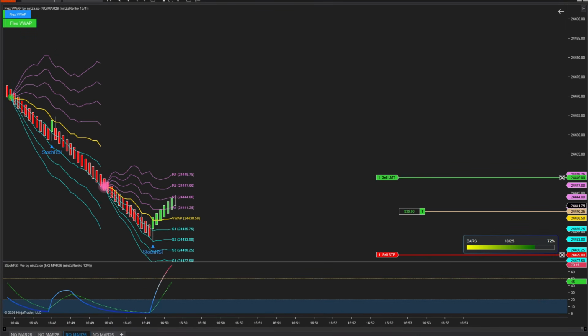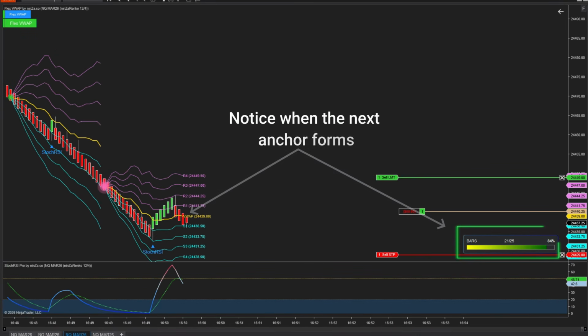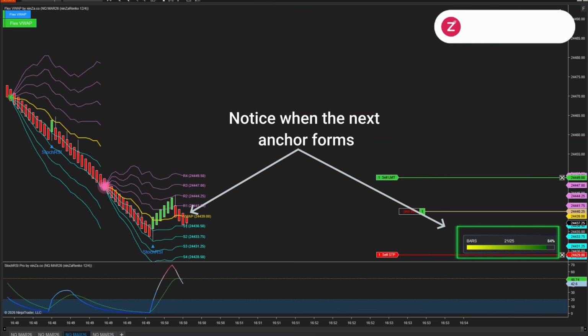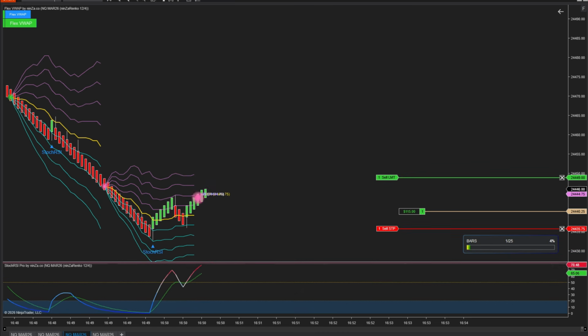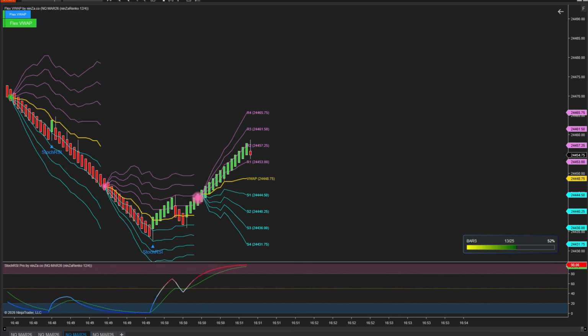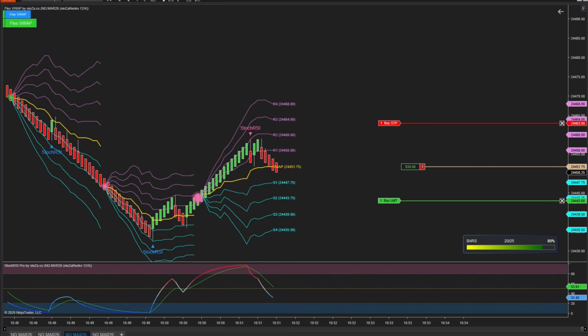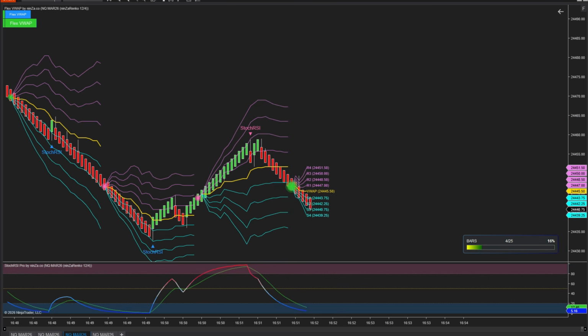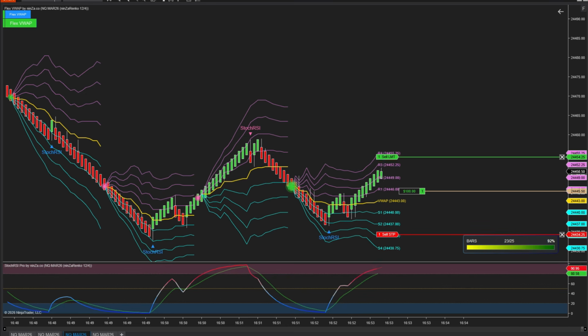In addition, you should monitor the status bar displayed on the chart. This feature helps you know exactly when a new anchor point is about to form. That is also the moment when you should consider managing your position more carefully. With each anchor point, the focus is only on trading around the price levels of that specific anchor without holding positions too long into the formation of the next anchor point.